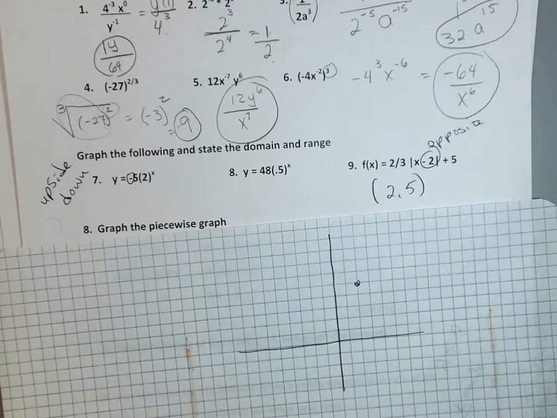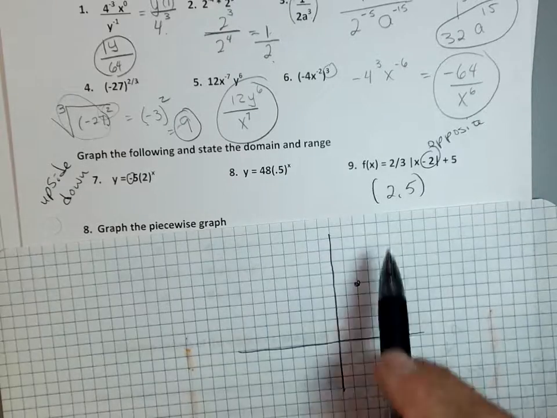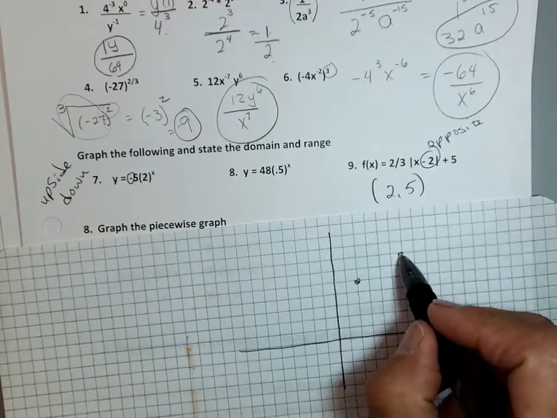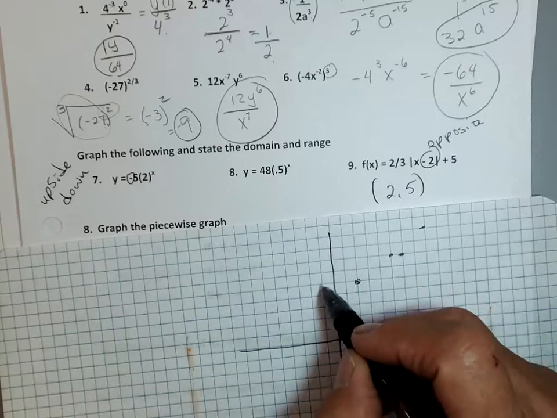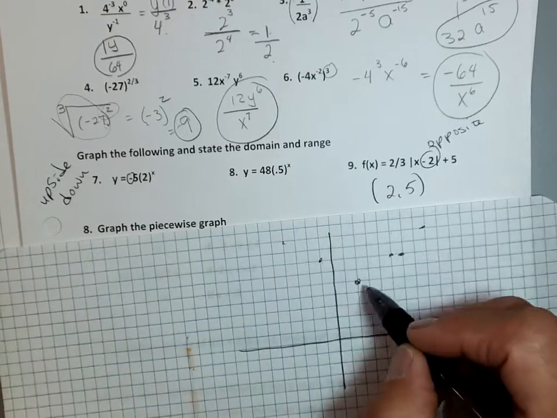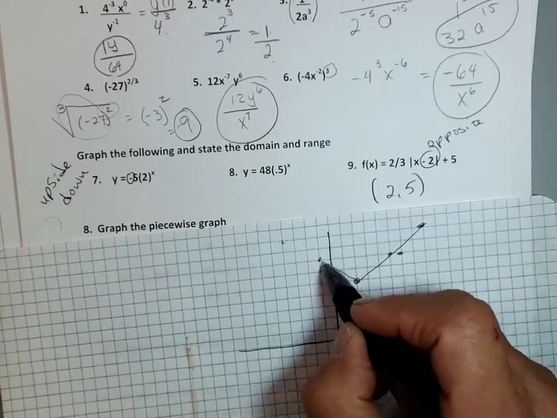It has a positive slope. It's going to go up. But the slope's up 2 over 3. Whoop, I think I missed one. Up 2 over 3. 3, 2. So my graph looks like that.